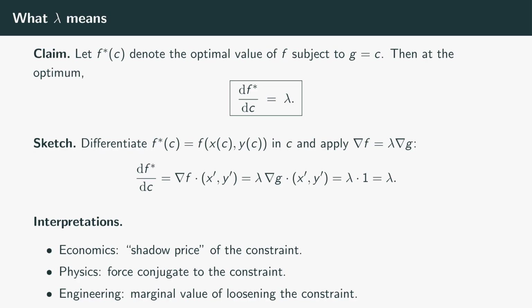In economics, lambda is the shadow price of a constraint. If you're maximizing utility subject to a budget, lambda tells you how much extra utility you'd get per extra dollar of budget. In physics, lambda is the generalized force conjugate to the constraint. If the constraint is stay on the surface, lambda is the normal force the surface exerts. The multiplier is the marginal value of relaxing the constraint by 1 unit. Always physically meaningful, never just notation.